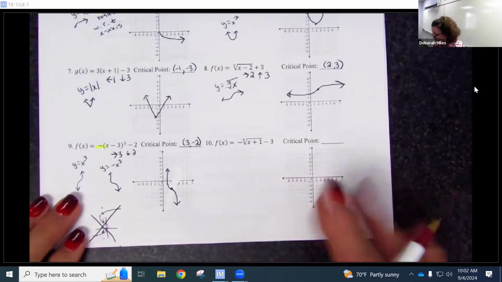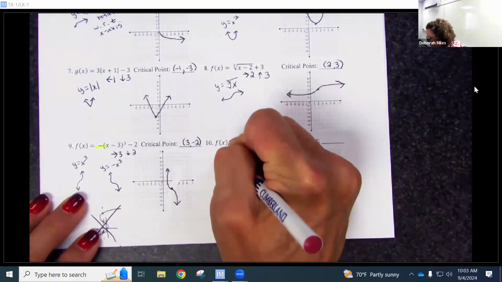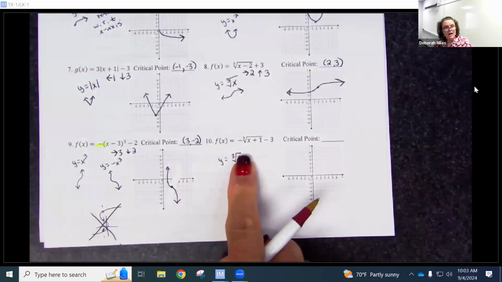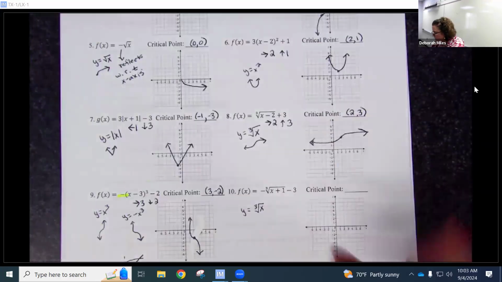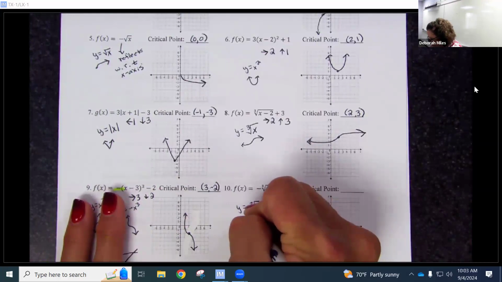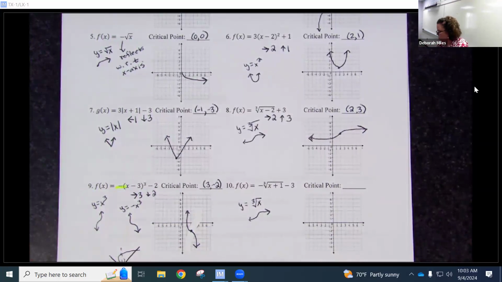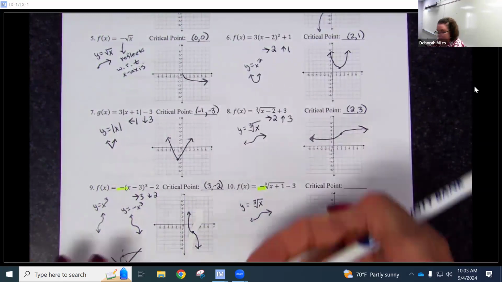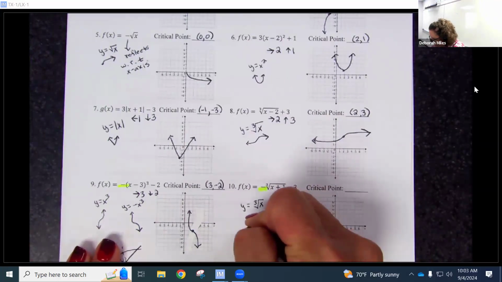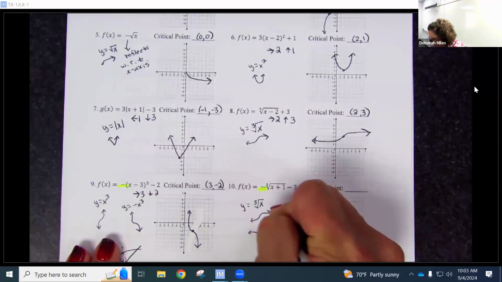All right, last one of these. It's the cube root function. Y equals cube root of x. I know that that is the horizontal snake going uphill from left to right. And I know that that negative coefficient is going to flip that with respect to the x-axis so that it's going downhill left to right.